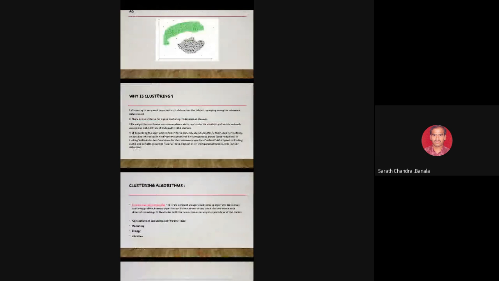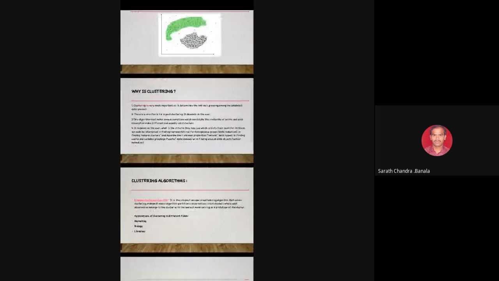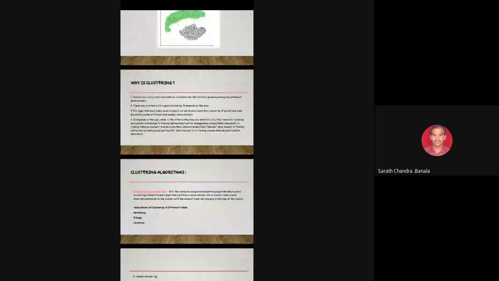This algorithm must make assumptions which constitute the similarity of points, and each assumption makes different and equally valid clusters. It depends on the user what criteria they may use which satisfy their need. For instance, we could be interested in finding representatives for homogeneous groups, in finding natural clusters and describing their unknown properties, in finding usable and suitable groupings, or in finding unusual data objects.